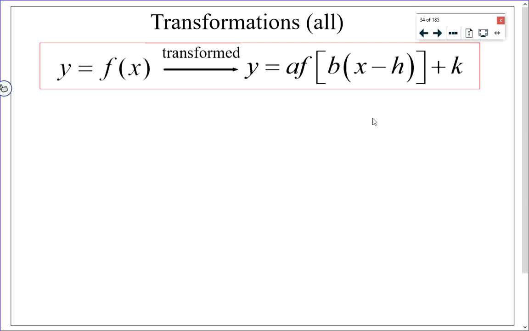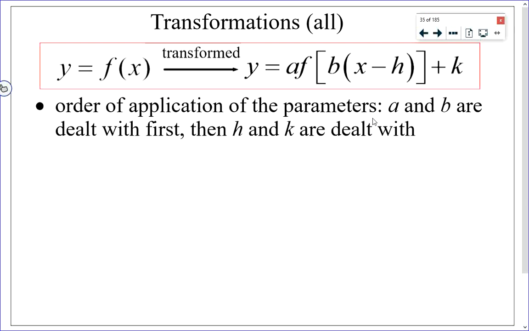y equals f of x is translated, or transformed, I should say, into y equals a times f of, and then in brackets, b. Then there's another set of brackets which is crucial, x minus h, close brackets, plus k. Everything that we've learned about h and k is still true.